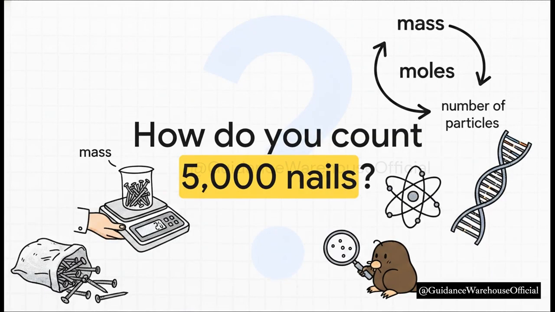By the end of this explainer, you'll know exactly how to do this using a brilliant concept called counting by weighing. We're going to uncover the secret behind chemistry's most important unit, the mole. We'll break down the formula behind it, and we'll see how scientists apply it to real-world biology. So, how do we actually count 5,000 nails without losing our minds?